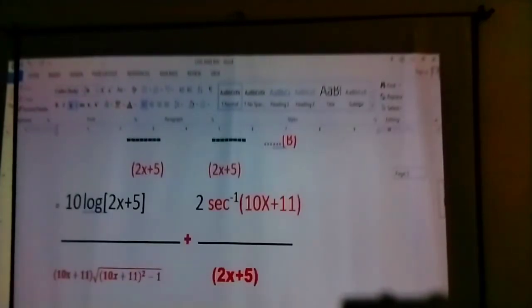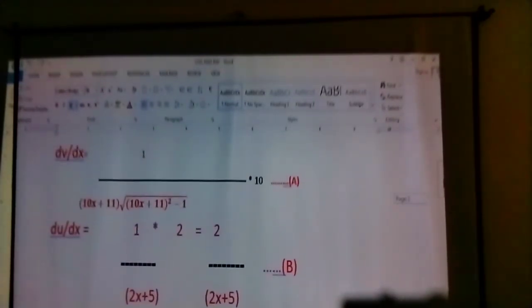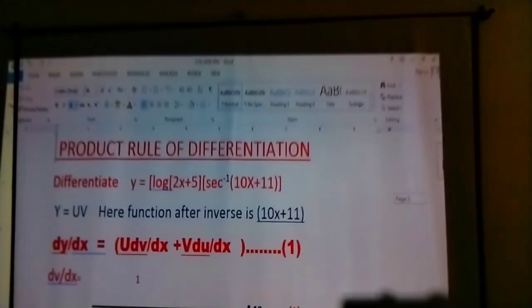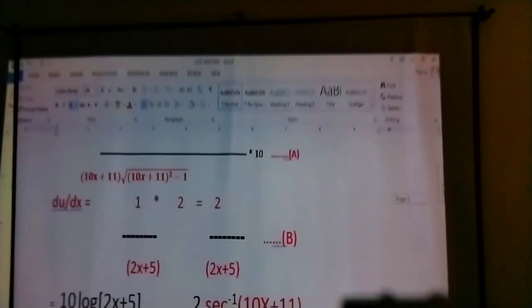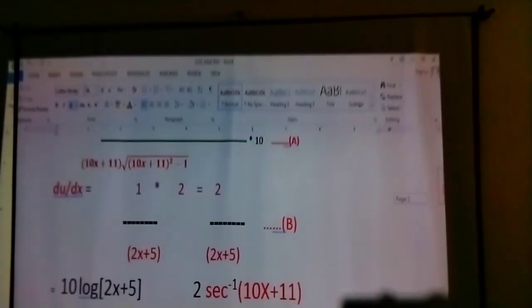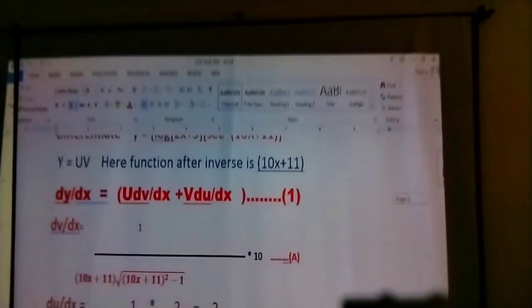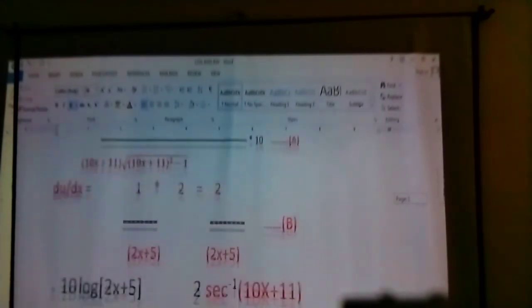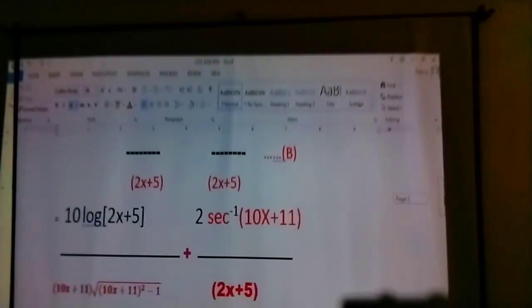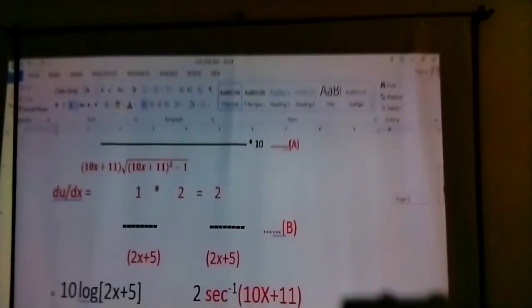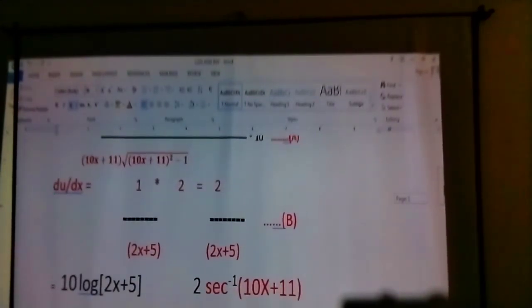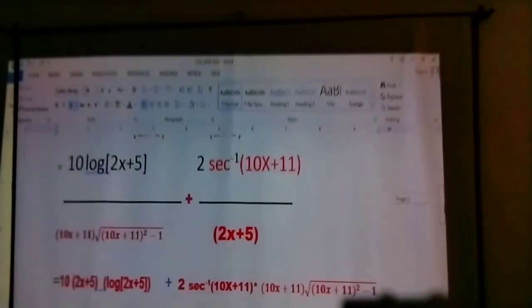Then we have to find dy by dx. The dy by dx formula is what? That is u dv by dx plus v du by dx. u is log of 2x plus 5 into dv by dx, that is 10 by 10x plus 1 root of 10x plus 1 whole square minus 1. That I have to put here. Then plus v du by dx. v is secant inverse of 10x plus 1 into du by dx, that is 2 by 2x plus 5. So it becomes 2 secant inverse of 10x plus 1 over 2x plus 5.